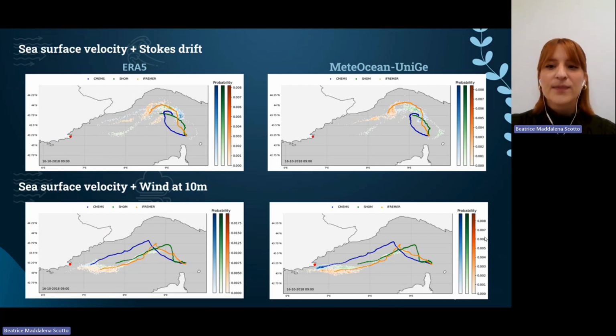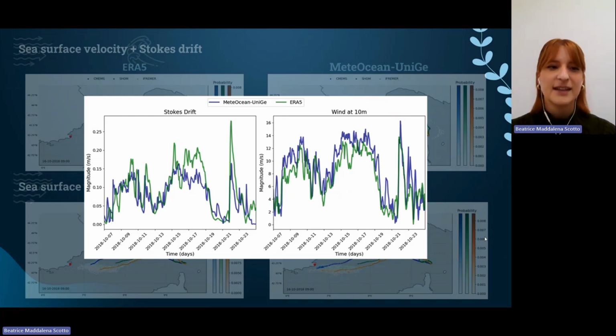And so we also compare, to better understand these outputs, the difference of magnitude of the Stokes drift and the wind. And here you have the two graphs. On the left, the one for the Stokes, and on the right, the one for the wind, for both of the two models, MeteOcean and ERA5, to see if they have consistency. And they have, but there's a huge difference in magnitude with the wind, which reaches almost up to 2 orders of magnitude more than the Stokes drift. And that's why it has a larger impact in the advective transport.